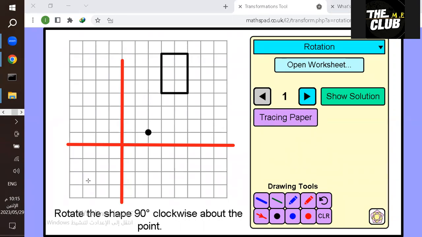For example, this is a shape that we're gonna rotate 90 degrees clockwise. Okay, we're gonna rotate 90 degrees clockwise.